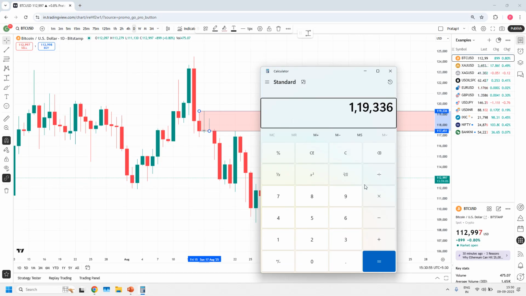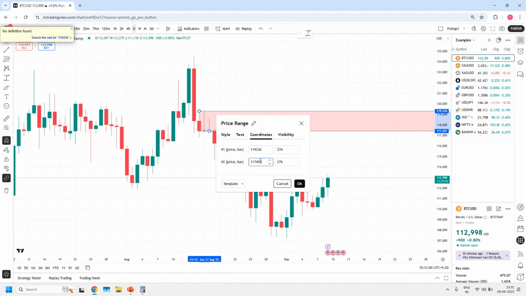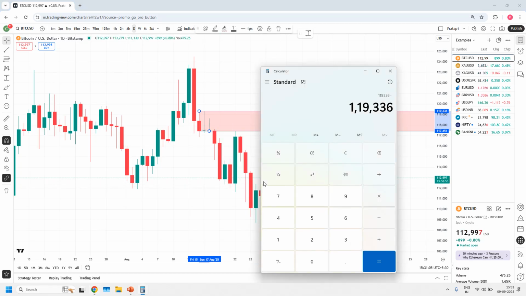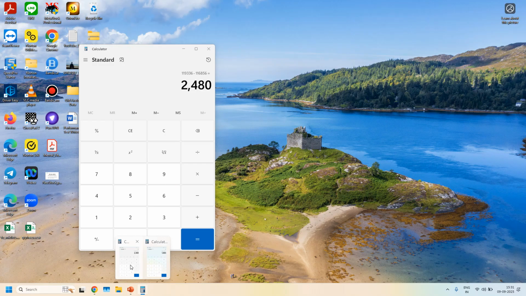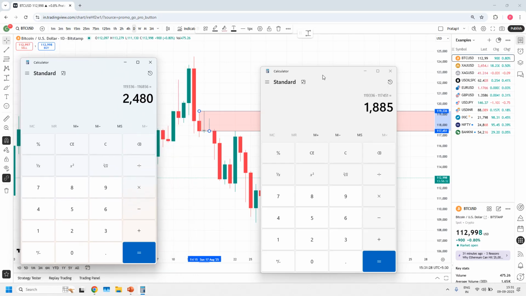This is the stop loss: distal line value minus your proximal. This is your type 2 proximal value. See, 1,885 US dollars. Earlier, our risk was 2,480 US dollars. Now the risk is reduced to 1,885 US dollars. See how the risk is reduced.